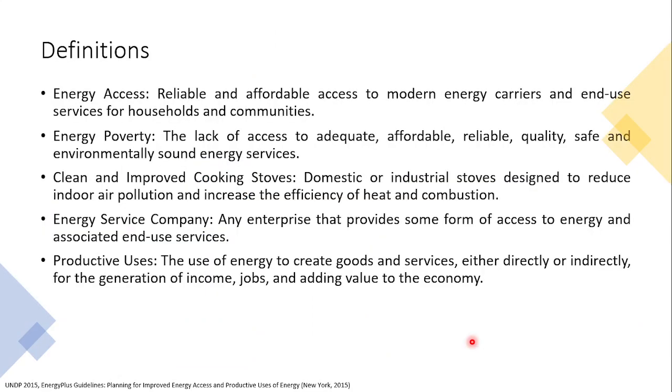So here are some definitions. What is meant by energy access? Energy access is the reliable and affordable access to modern energy carriers and end use services for households and communities. So the energy should be reliable. You shouldn't have, let's say, frequent power cuts, or you shouldn't have low voltage or frequency issues when you're using the electricity. And it should be affordable. You should not be selling your kidney to pay for electricity bills, right? So it should be affordable for people to access it.